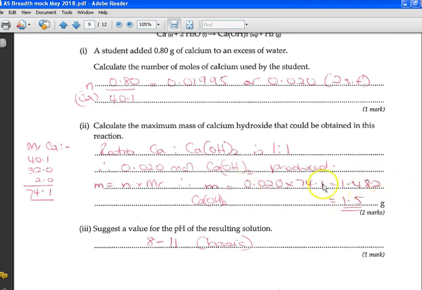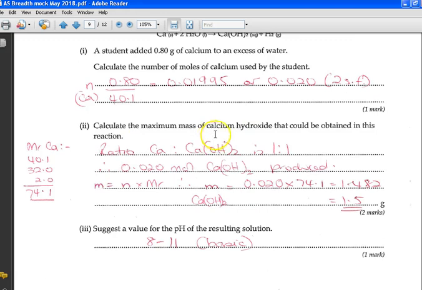Some of you left the answer like this, and that's obviously not appropriate, because you have to look at the numbers that you're working with, and you give your answer basically to the lowest number of significant figures or decimal places, however you're doing it.